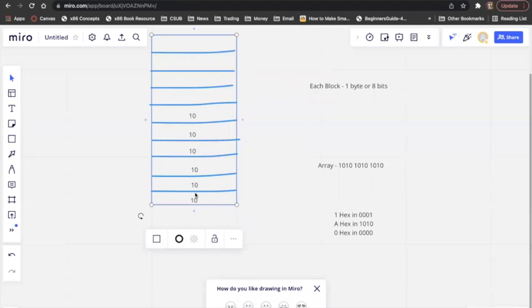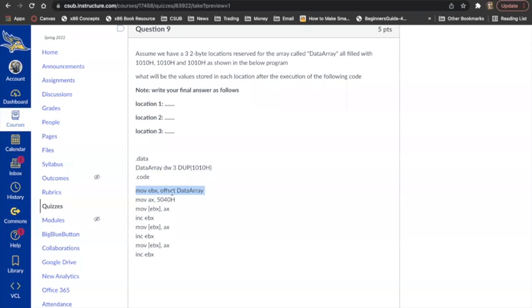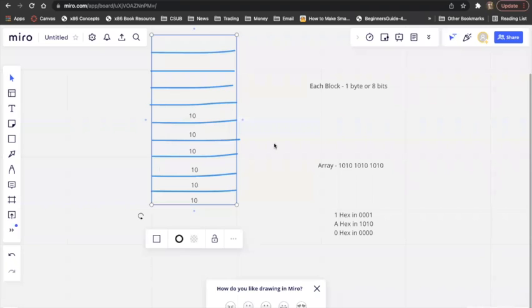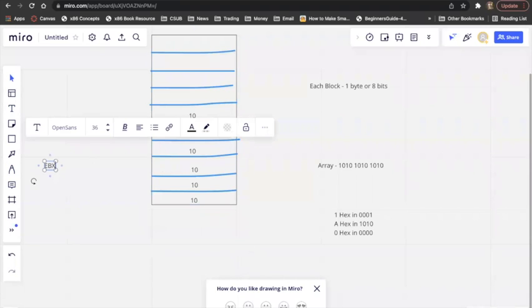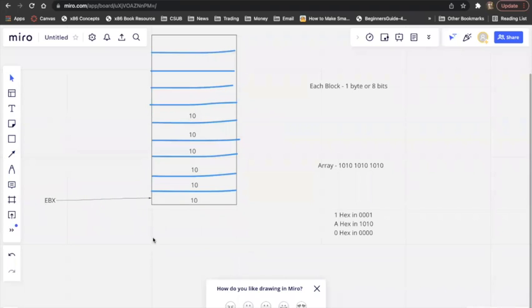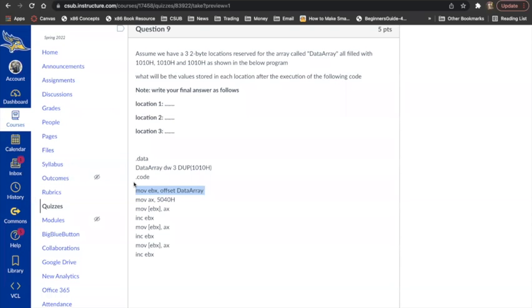Remember, these 10 are these ones, and this one is these two at the top. So that's how these will be saved in the memory. The first line says move, so EBX will point to the starting of this array. EBX will point towards this element right here. Make sense?